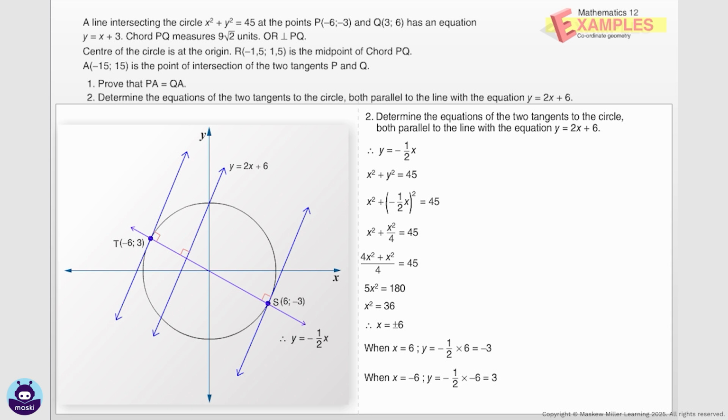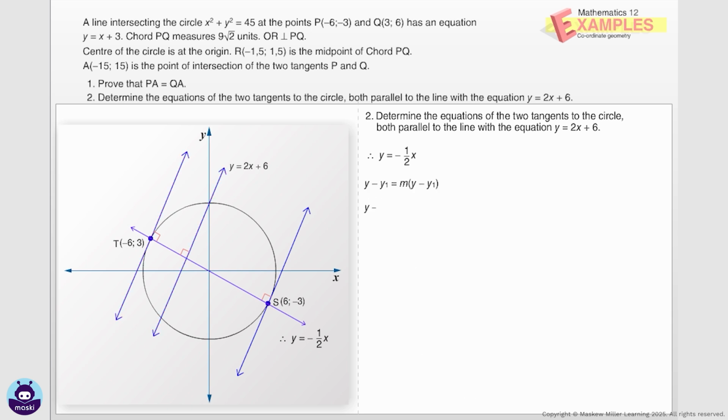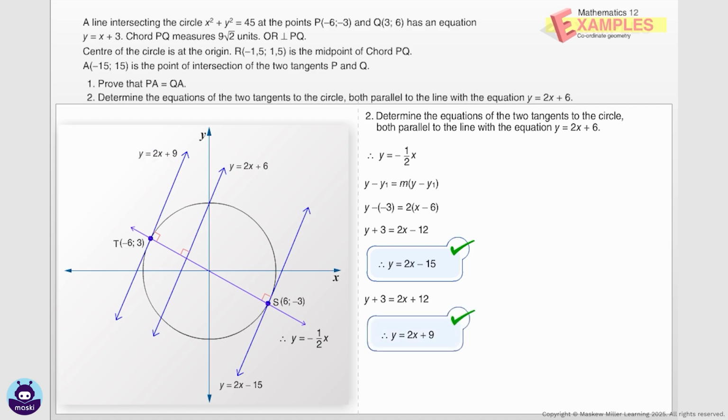Now to determine the equations of the tangents to the circle at the points S and T, we use the gradient point formula. The equation of the tangent at S(6, -3), parallel to the line y = 2x + 6, is, substituting the values, we get, therefore y = 2x - 15. Similarly, the equation of the second tangent, parallel to the same line passing through T(-6, 3), can be found. Therefore, y = 2x + 9.